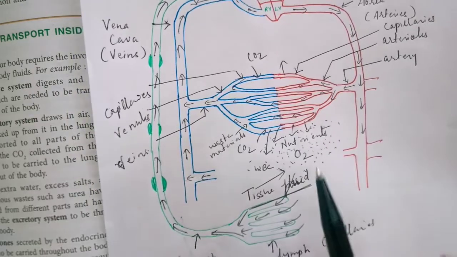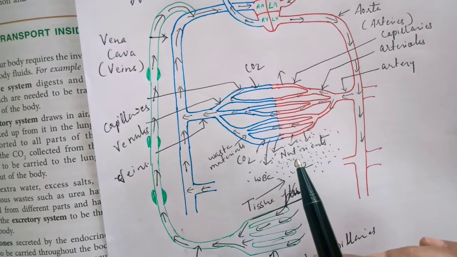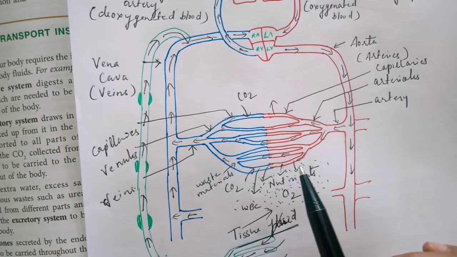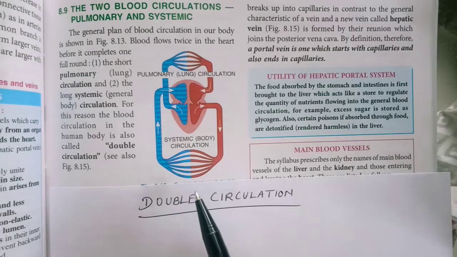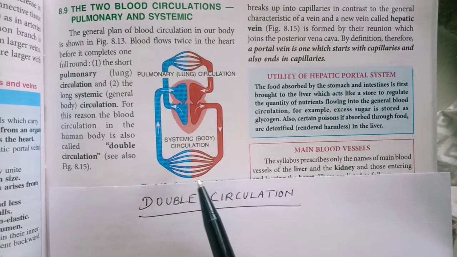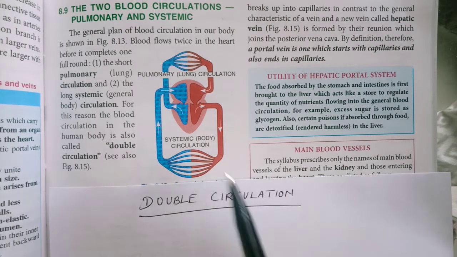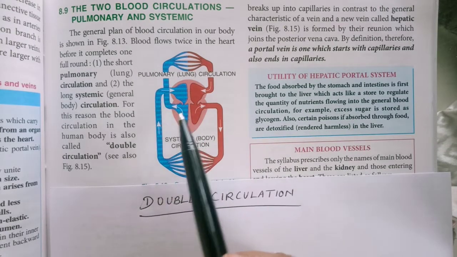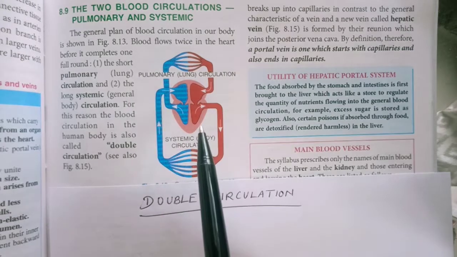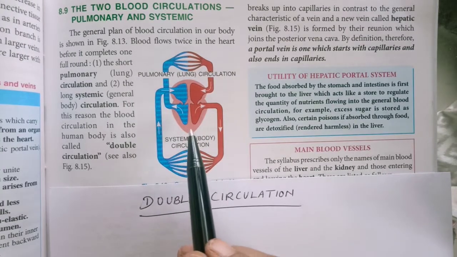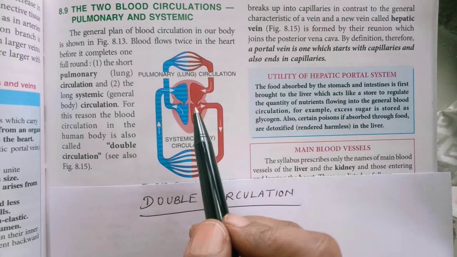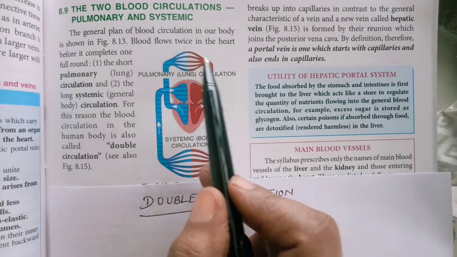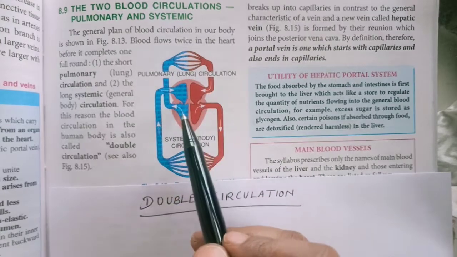So this is how the blood circulation takes place, and I hope I was able to make it clear to you. And now we will come to double circulation. This figure given over here clearly shows double circulation in the human body. The blood flows twice through the heart before it completes one full round throughout the body. So why is it double circulation? In the first round, blood flows from the heart to the lungs and again comes back from the lungs to the heart. So one circulation is completed.